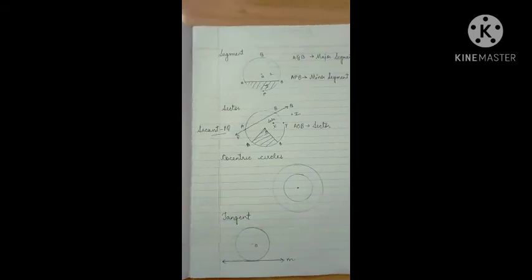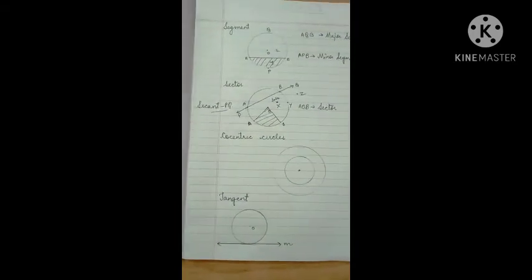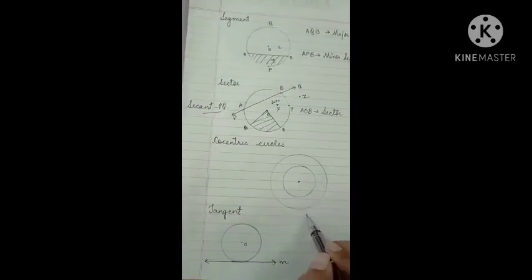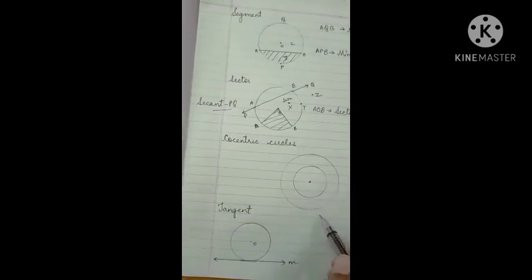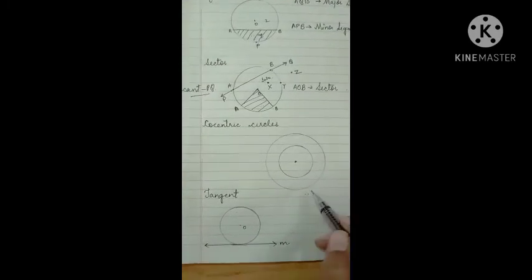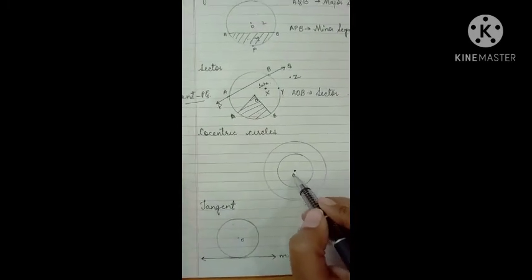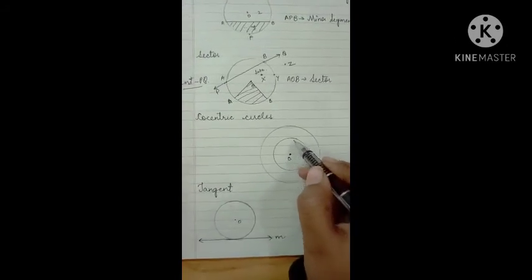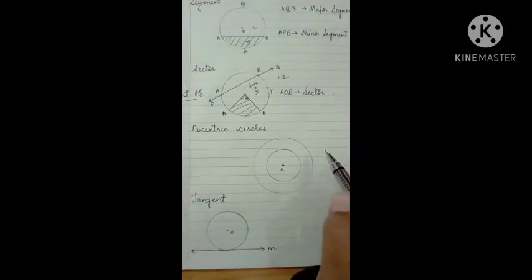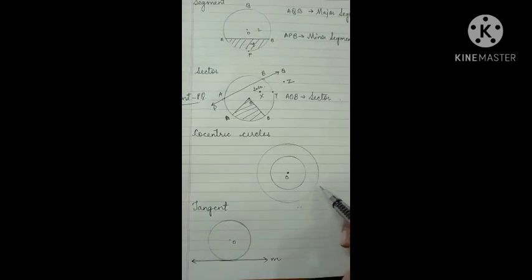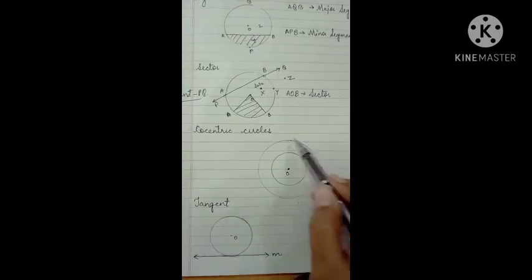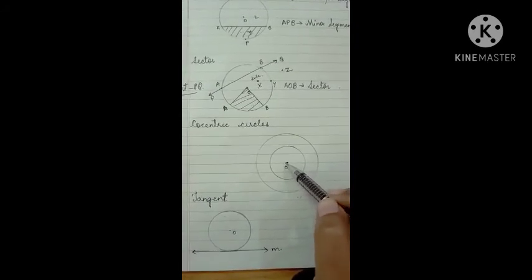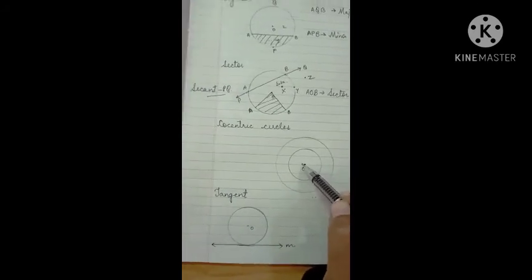Now what are concentric circles? Here in the figure you can see concentric circles. Concentric circles are coplanar circles with the same center. Here you can see this is a circle and the center of this circle is O, and this is another circle and the center of this circle is also O. So these are concentric circles.